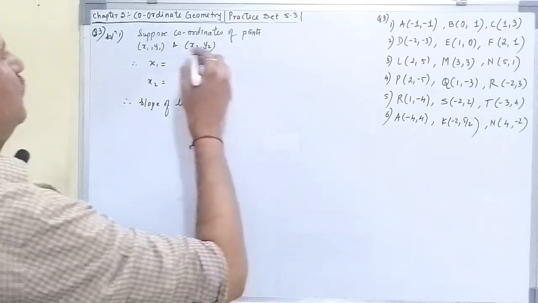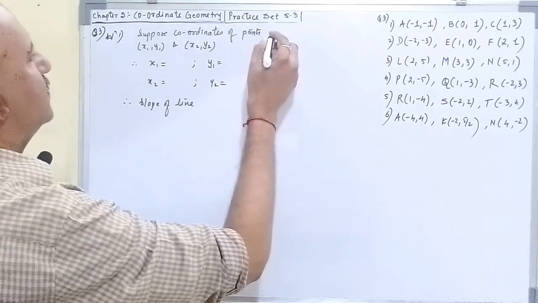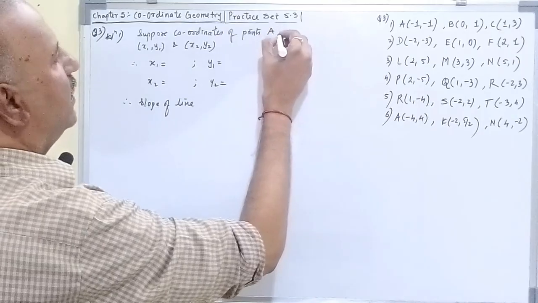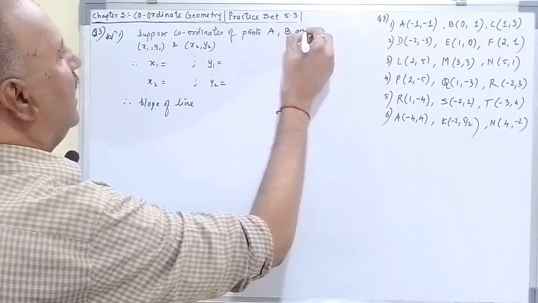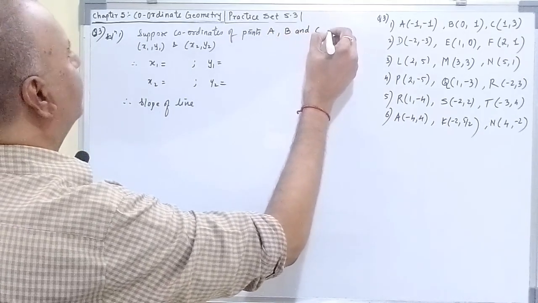Suppose the coordinates of points A, B and C.